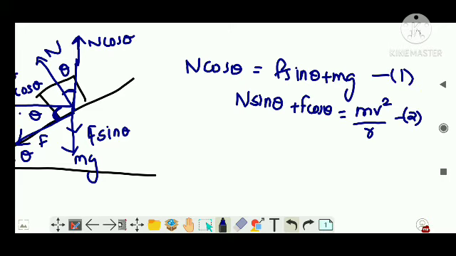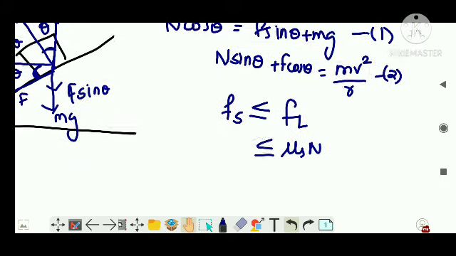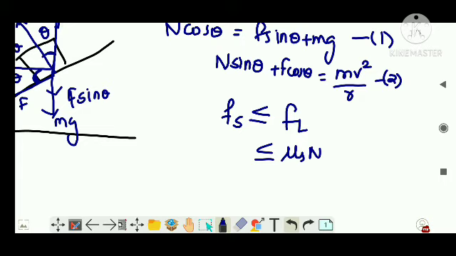Now, just like the previous cases, if the body is not supposed to move, then the static friction should be less than or equal to its maximum friction, which is limiting friction. And what is limiting friction? It is mu s into n. So Fs should be less than or equal to mu s n. That is the maximum static friction possible. So from the first equation, in place of f, your friction force, I write mu s into n.